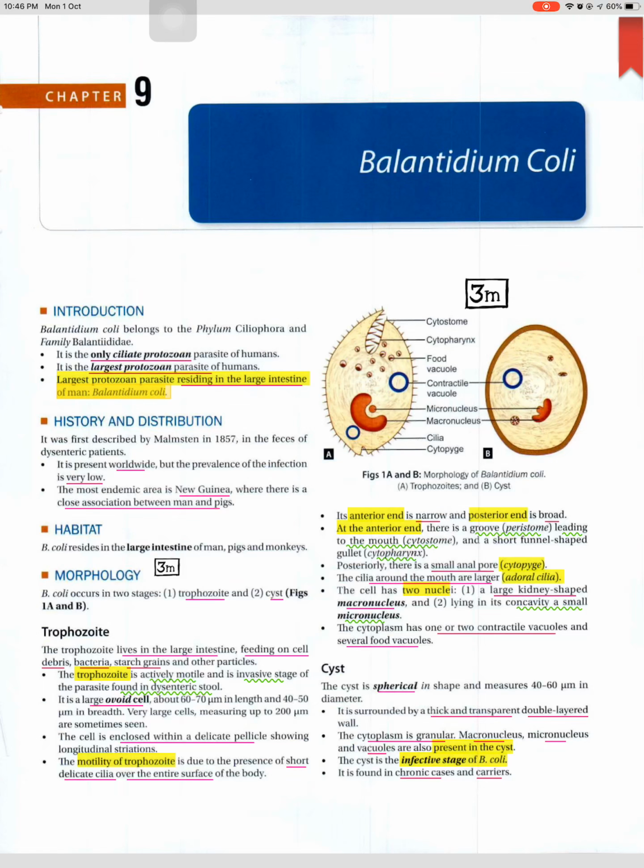Cytostome, cytopharynx, food vacuole, contractile vacuole, micronucleus, macronucleus, cilia, cytopyge. Figures 1A and B. Morphology of Balantidium coli: A, trophozoite, and B, cyst.